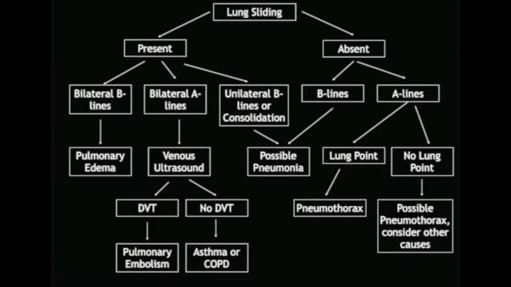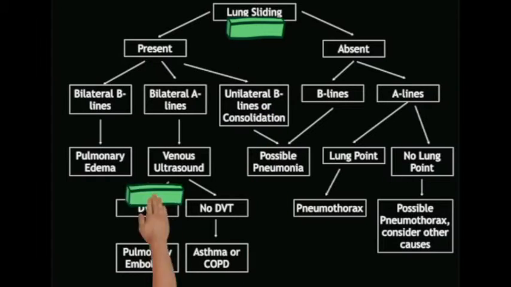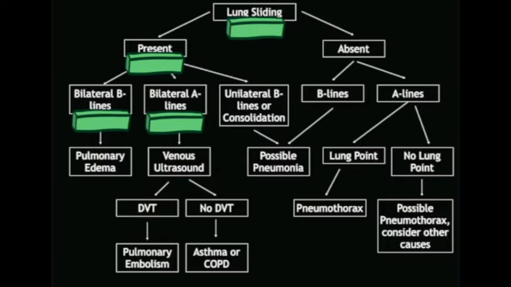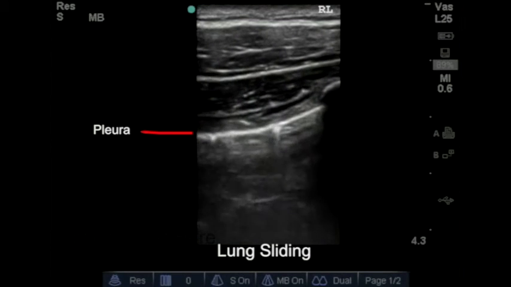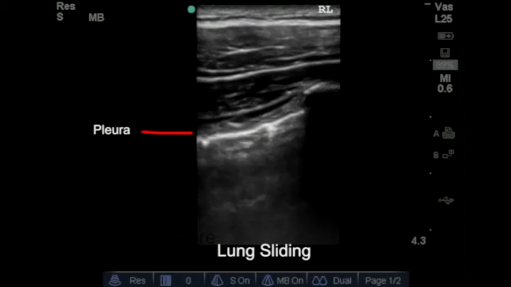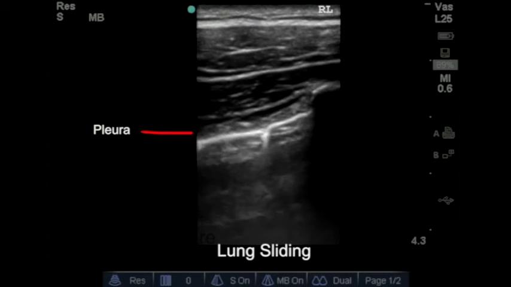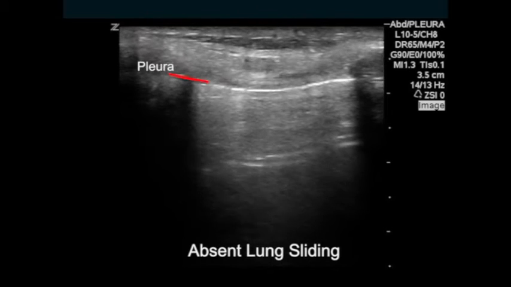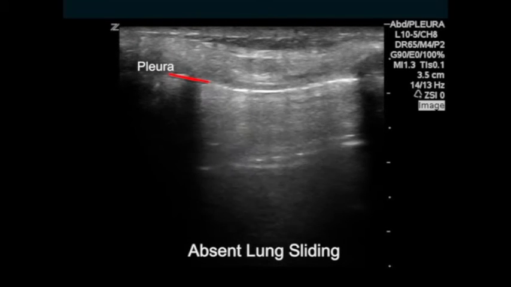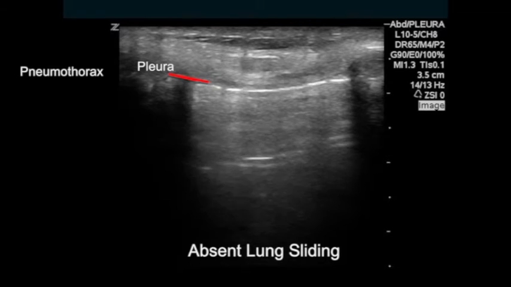This analysis happens following an algorithm looking for pleural sliding, the presence of A or B lines in each view, pleural fluid, and pulmonary consolidation. First, let's talk about lung sliding. Movement of the pleural layers with respiration or transmitted cardiac pulsation indicates the absence of pneumothorax in that area. Absent pleural sliding can indicate a variety of processes. In the setting of trauma, we would be most concerned about a pneumothorax.